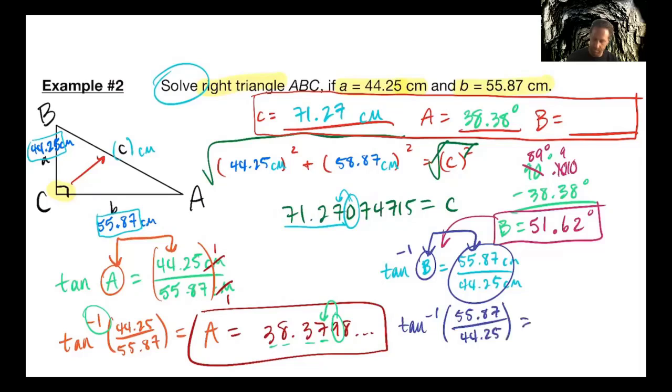And that will give me my angle B, which we know should be this. Just confirm that in your calculator and then answer it whatever way seems best to you. And you should have confirmed that it was indeed 51.62 if you did this in your calculator.